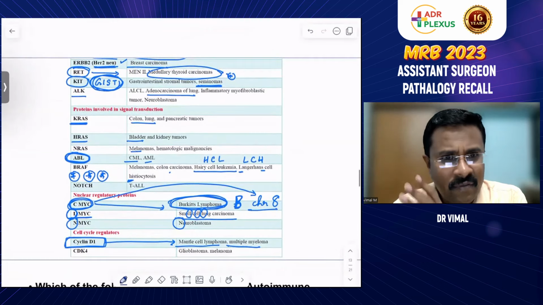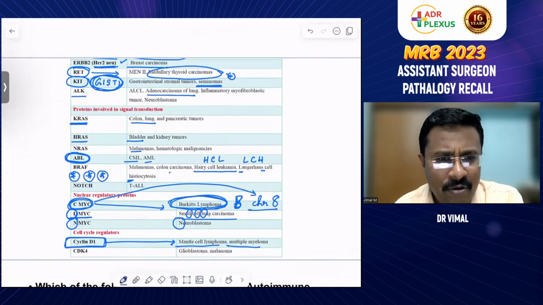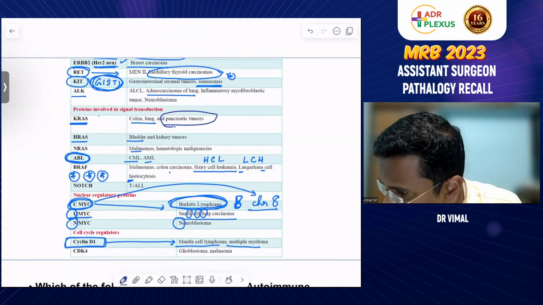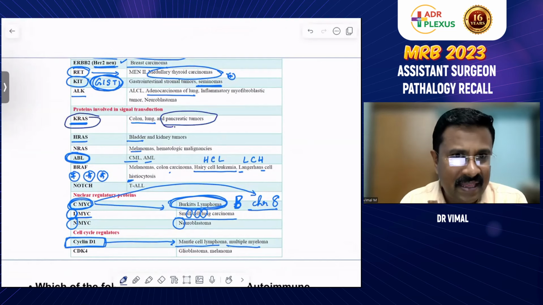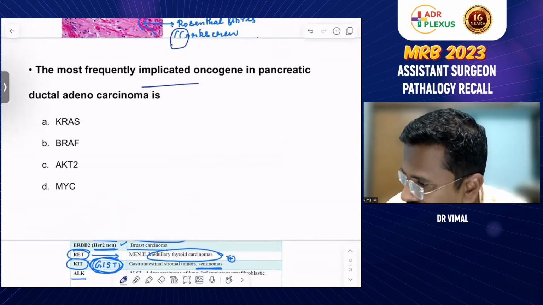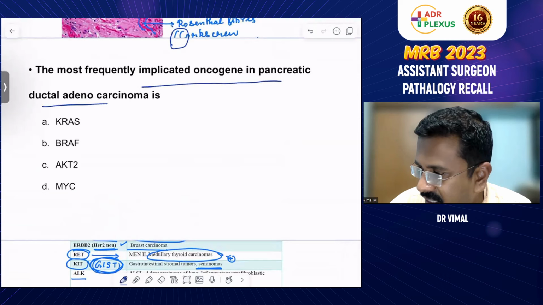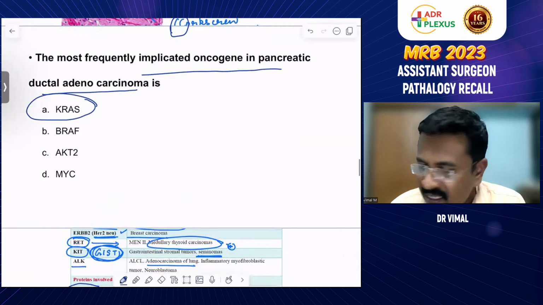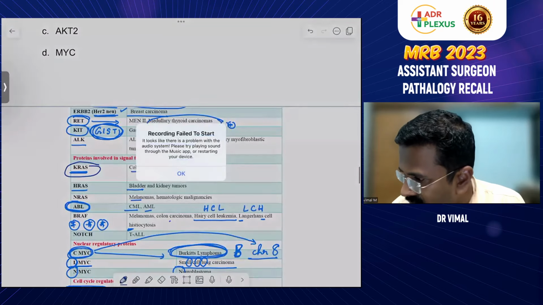See, this is a part of the table, and you can see from here in the pancreatic tumors, the oncogene is KRAS. Yes, the oncogene is KRAS. So the most frequently implicated oncogene in pancreatic ductal adenocarcinoma is KRAS. Guys, please also remember the thing which we also discussed.